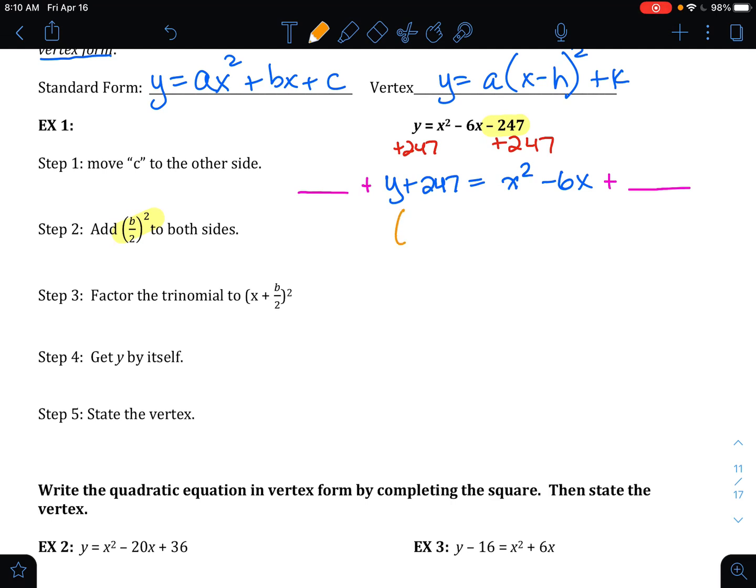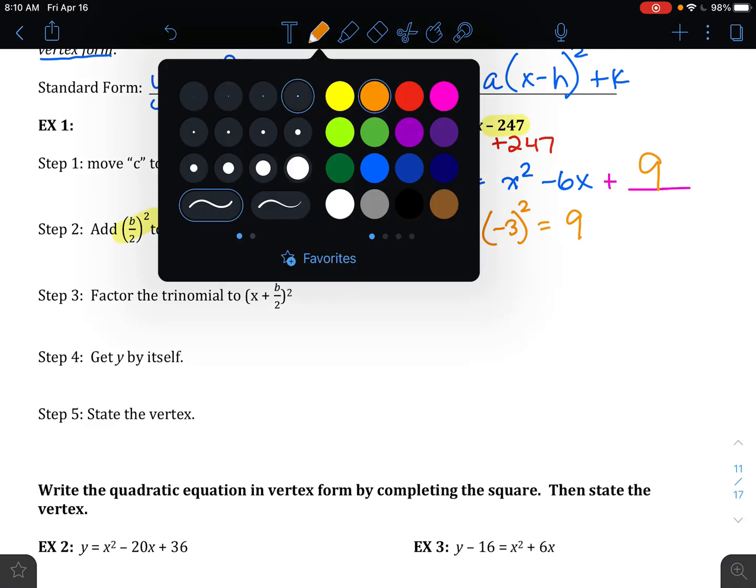The b value is negative 6. So I'm going to take negative 6 divided by 2 and square it. That's going to be a negative 3, and negative 3 squared is positive 9. So I'm going to put positive 9 over here, positive 9 over here. I'm able to do that because I haven't changed the value of the equation if I add the same thing to both sides. Now I'm going to simplify that down.